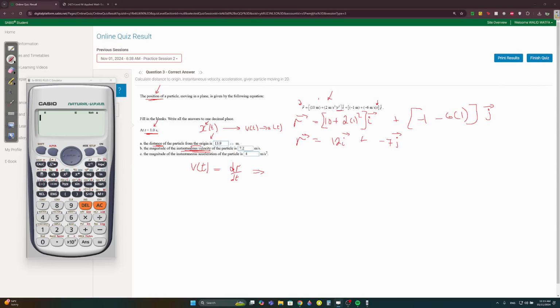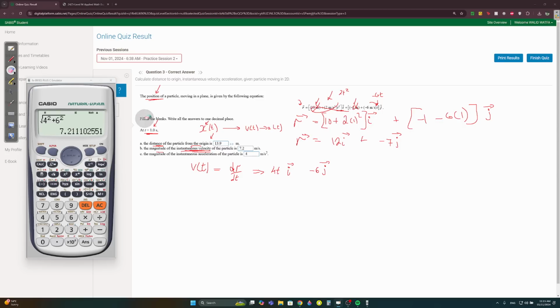So what's it going to be? 10 derived, you get 0. 2t squared derived, what do you get? 4t. So your i is 4t. We're done here. Minus 1 derived, get 0. Minus 6t derived, what do you get? Minus 6. So minus 6j. So this is your v of t. They want the magnitude of it. So how do you find it? It's radical 4 squared plus 6 squared. You get 7.2.